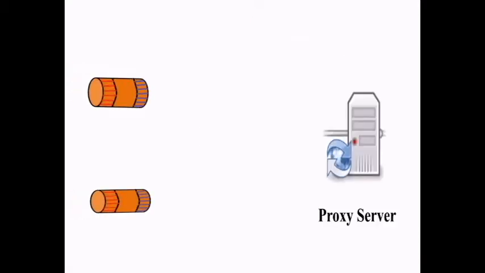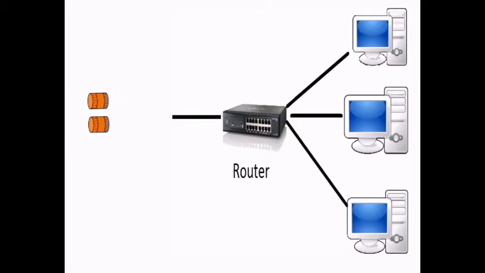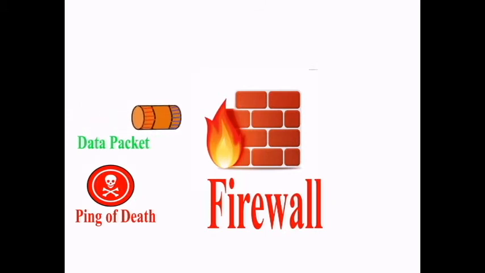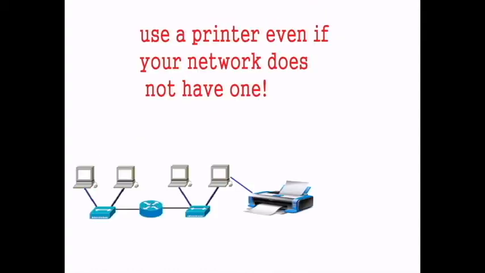Now, the proxy server verifies that the incoming data packets are from the sites that are allowed by the administrator. If packets from any blocked sites reach the proxy, it is rejected. Now, the router on the receiving end transfers the packets on the line connecting. A firewall establishes a barrier between a trusted, secure internal network and another network that is assumed not to be secure and trusted.